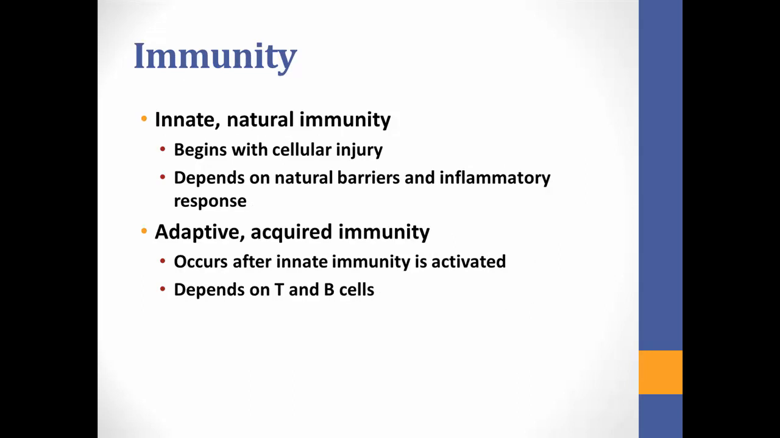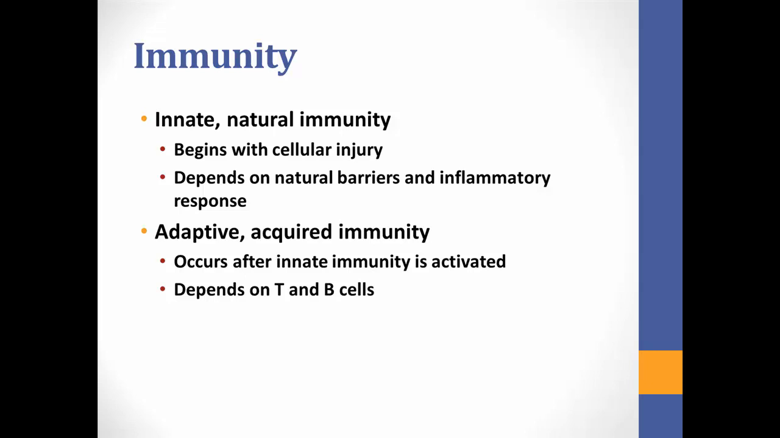So let's start by talking about immunity in general and make sure that we're all on the same page. We know that we have both innate or natural immunity and adaptive or acquired immunity. Innate and natural immunity begins with cellular injury. As a result, it depends heavily on our natural barriers like our skin, our epithelium, and depends heavily on the inflammatory response. If you've already listened to the lecture on inflammation, we talked about that huge process that is a part of our innate natural immunity.